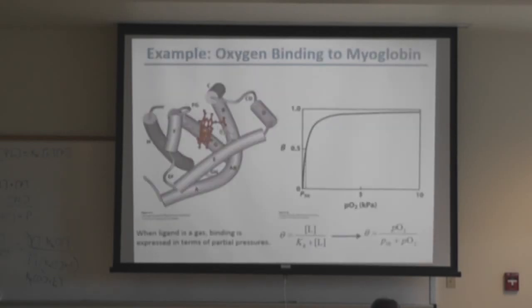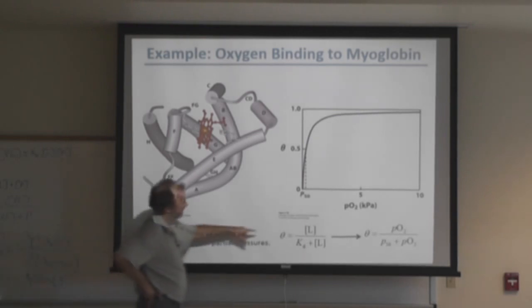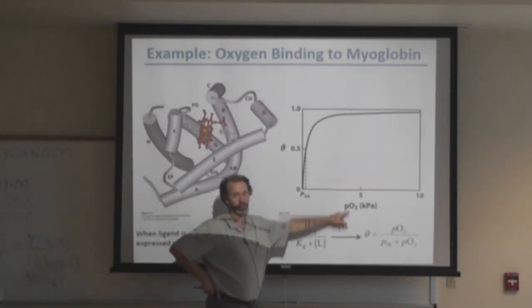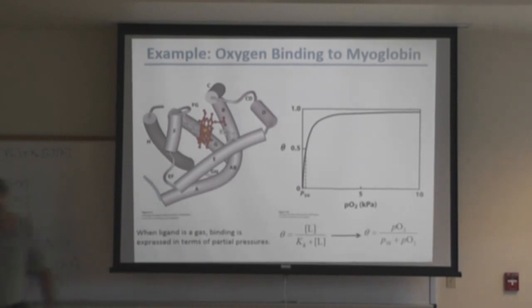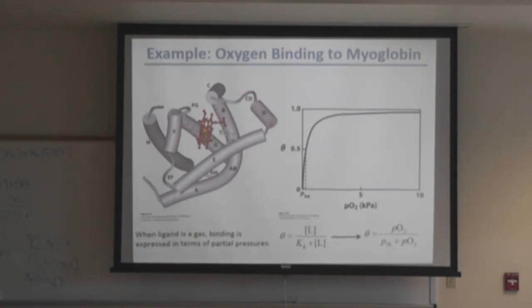And this shows an example of a plot showing oxygen binding to myoglobin, and it shows the same sort of curve that goes up and then over. When the ligand is a gas, rather than saying concentration, it's the partial pressure of oxygen, which you guys will see. I think some of you saw it today, blood gases.